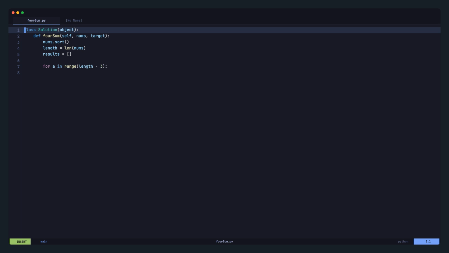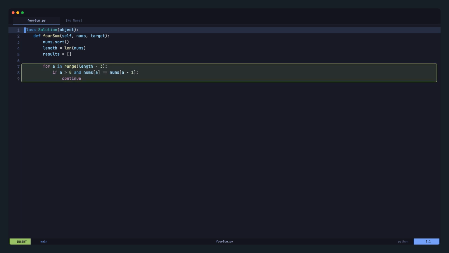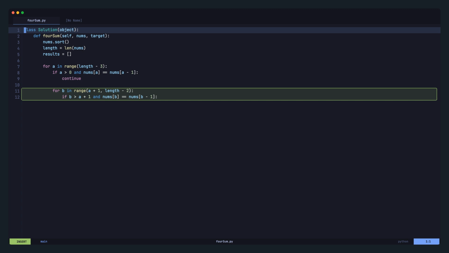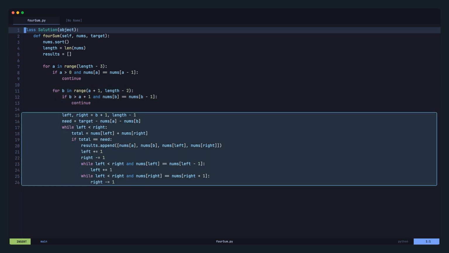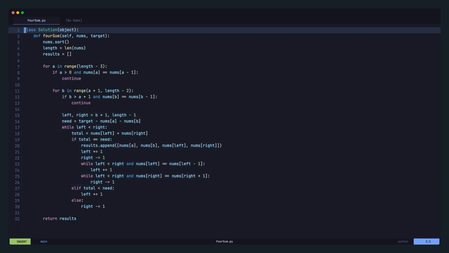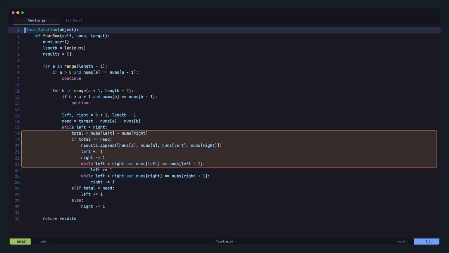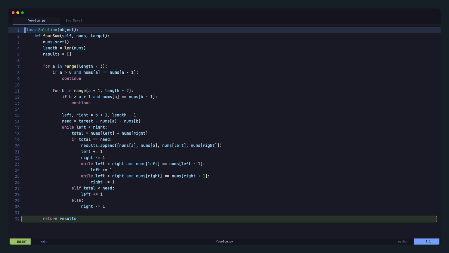Sort first, then loop the outer pointer. Skip it whenever it repeats the previous value. Same idea for the inner pointer, but compare against a +1 so the first B is always allowed. Now the 2 pointers sweep. Compute what we need, then close in based on whether the sum is too small or too big. On a hit, record it, step both pointers, and slide past any repeated values so we don't log the same quadruplet twice. And that's the pattern.